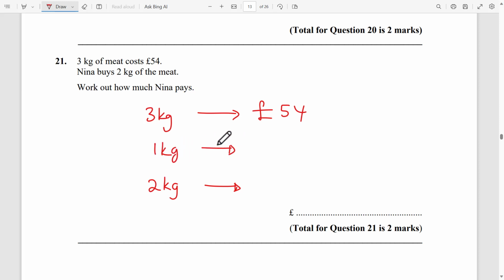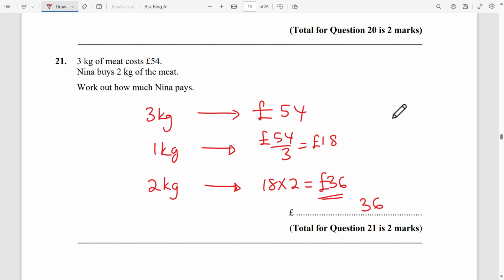and 1 kilogram is going to be 54 divided by 3. Okay, and that figure is going to be 18 pounds, right? So if 1 kilogram costs 18 pounds, 2 kilograms is going to be 18 times 2, which is going to be 36 pounds.